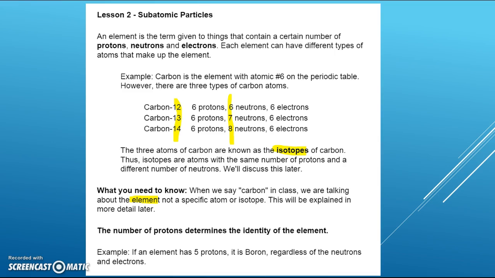Okay? So the number of protons determines the identity of an element. The protons are the defining characteristic that tells you which element you're talking about. For example, if I say the element with number of protons equal to 6, that's carbon, as you can see up here. But remember that this particular statement will be very important: the number of protons determines the identity of an element. It'll be useful to us for the rest of the year in this class. So another example, if we say an element has 5 protons, we'll know it's boron regardless of the number of neutrons and electrons.